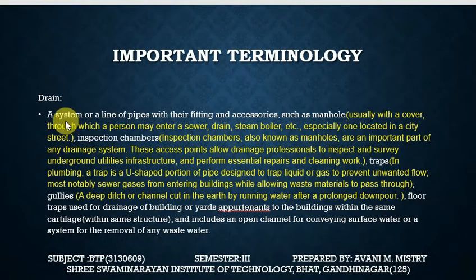Drain. Drain यानी क्या? A system or a line of pipes with their fittings and accessories such as manhole. Manhole यानी क्या? Usually with a cover through which a person may enter a sewer, drain, steam boiler, etc. Especially one located in a street. Okay, that means आपने देखा होगा जो भी ड्रेन है, ड्रेन का वो ढक्कन होता है रोड पे. ओके, that is called manhole.